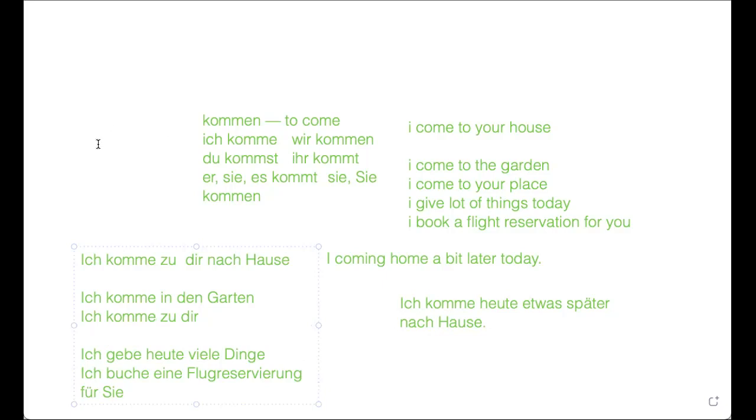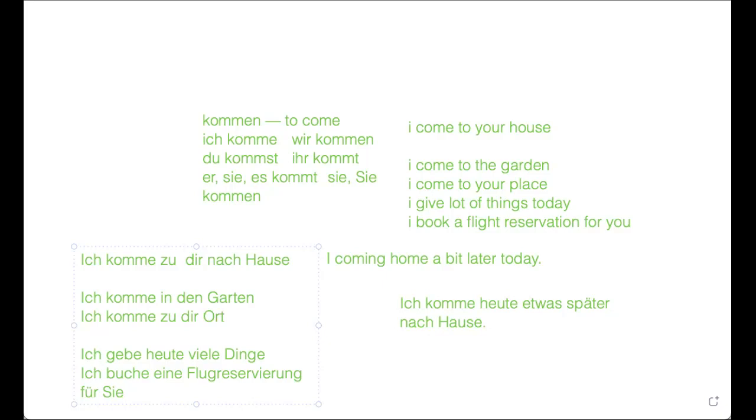Is it clear to you? So why have you used zu then? Yes, so we have basically zu, I come to. Basically zu plus dir, and we also use zu plus an Ort, so ich komme zu dir. What is Ort? Ort is place. Please, Ort is place.